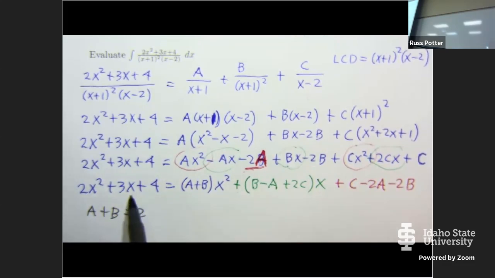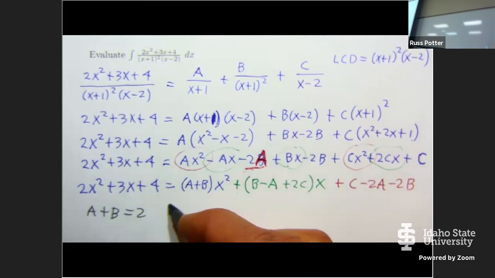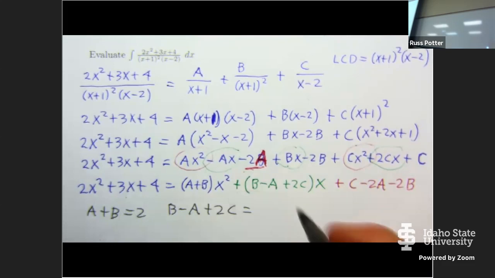Then the coefficient of x on the left is 3. The coefficient of x on the right is b minus a plus 2c. So we write b minus a plus 2c equals 3. And then the constants must be equal. On the right-hand side, the constant is c minus 2a minus 2b. And this has to be equal to 4.